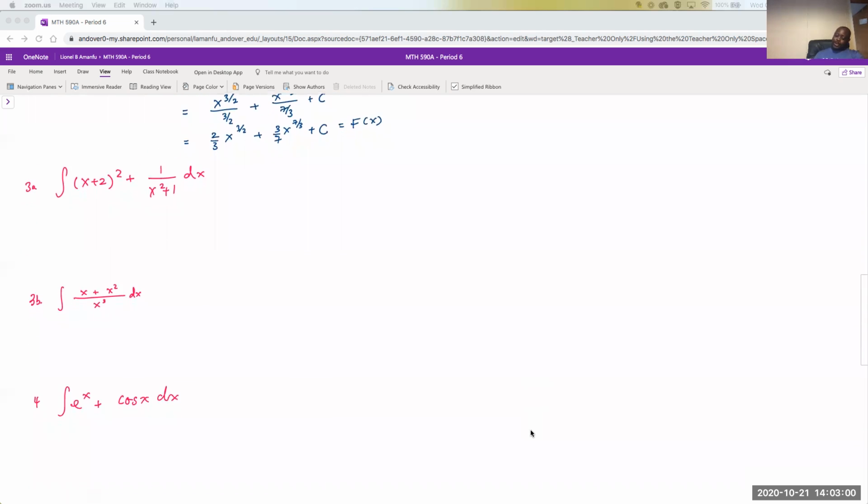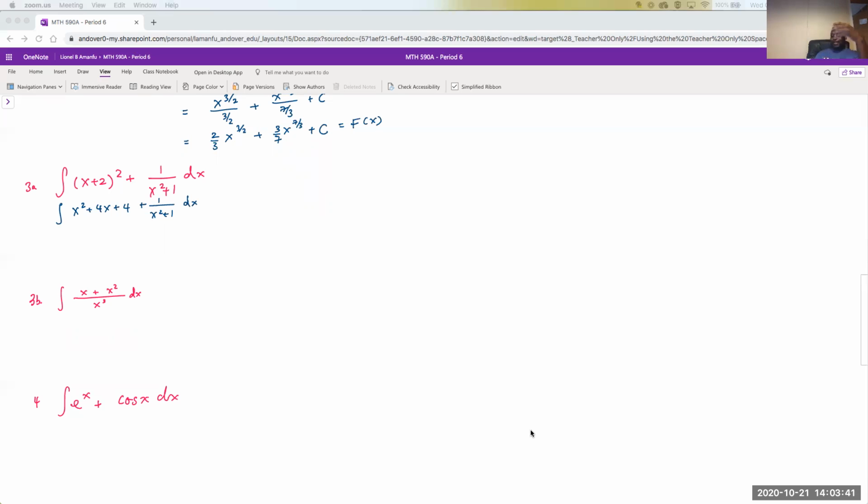All right. Now let's look at the next question, and see if you can pick up a pattern. I have the integral of x plus 2 all squared plus 1 over x squared plus 1 dx. I want to integrate, or find the antiderivative of, this expression. Well, right from the word go, you don't recognize any derivative that gives you x plus 2 squared. But algebraically, you can break this down. If you break that expression down, you end up getting x squared plus 4x plus 4 plus 1 over x squared plus 1 dx.